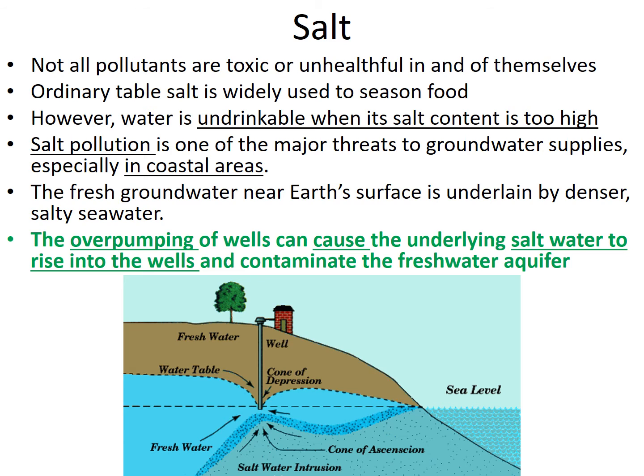The groundwater near the Earth's surface is underlain by denser, salty seawater. If we pump the wells too much, it can cause the salt water to rise into the wells and contaminate the freshwater aquifers.